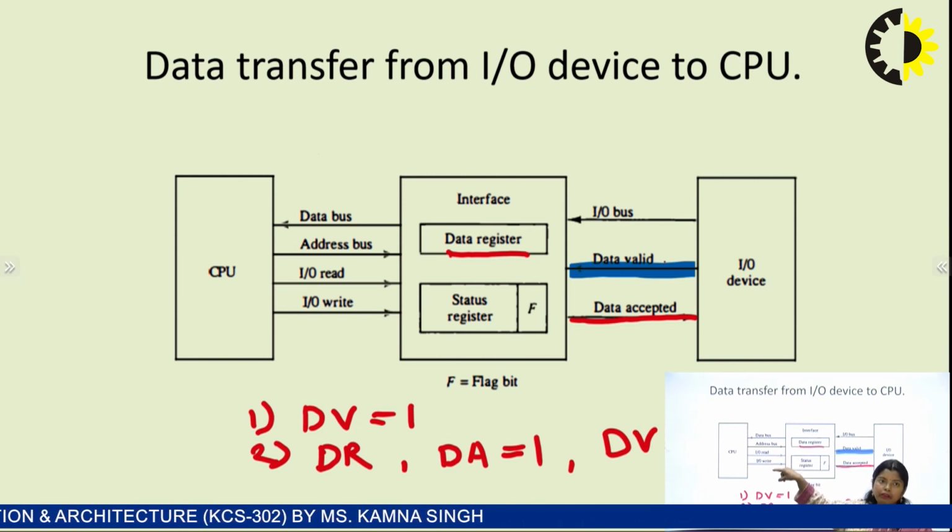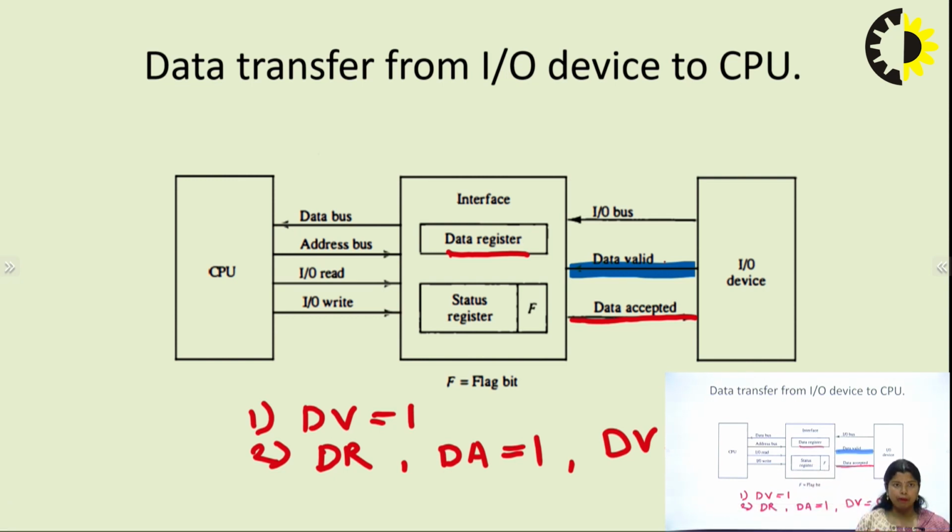IO read and IO write mean what? If the IO device only wants to fetch data from the memory and read it, the IO read line will be enabled. If the IO device wants to update a file that already exists, fetching it from the memory and then updating or saving it, at that time IO write will be enabled.